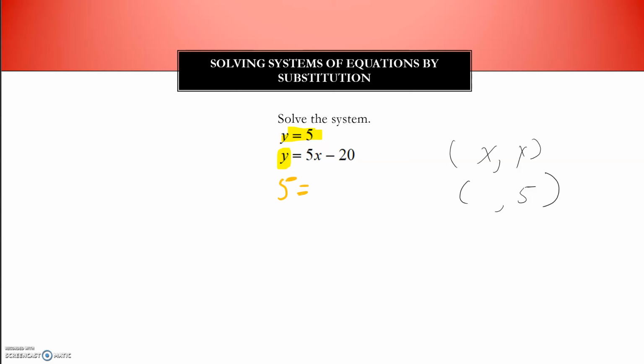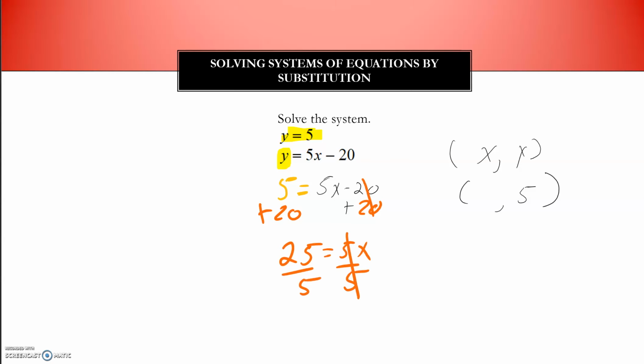So 5 is equal to 5x minus 20. And then I'm going to solve this. This one is a little bit easier than the last one because the variable only shows up once. It's just a two-step equation. So I get 5 equals x. And the solution is (5, 5). And if you check that, you would find that it works. Right?